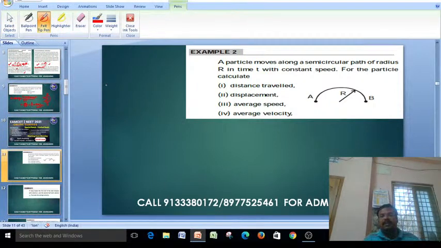First, a particle moving along a semicircular path. Whenever it is going along a semicircular path, radius R is there. Anybody send me, what about the distance travelled in this case? Anybody?